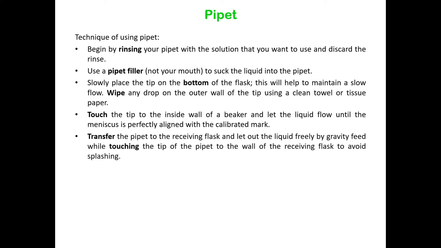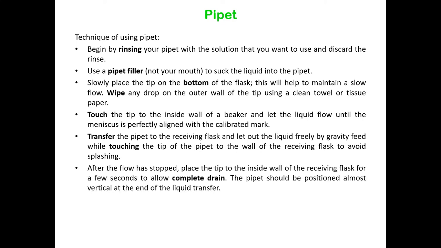Transfer the pipette to the receiving flask and let out the liquid freely by gravity feed while touching the tip of the pipette to the wall of the receiving flask to avoid splashing. After the flow has stopped, place the tip to the inside wall of the receiving flask for a few seconds to allow complete drain. The pipette should be positioned almost vertical at the end of the liquid transfer.